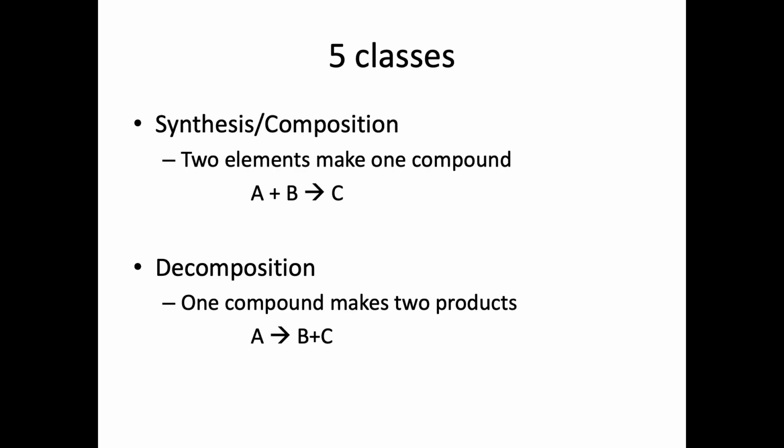We've got 5 classes. The first one is what we call synthesis or composition reaction, where we take 2 elements and make 1 compound. And basically, for a balanced reaction, it looks like 2H2 plus O2 will give us 2H2O. And this is our A, this is our B, and this is our C. So you could substitute A, B, and C for the chemicals in the reaction. And this is how we know we have a synthesis and composition reaction.